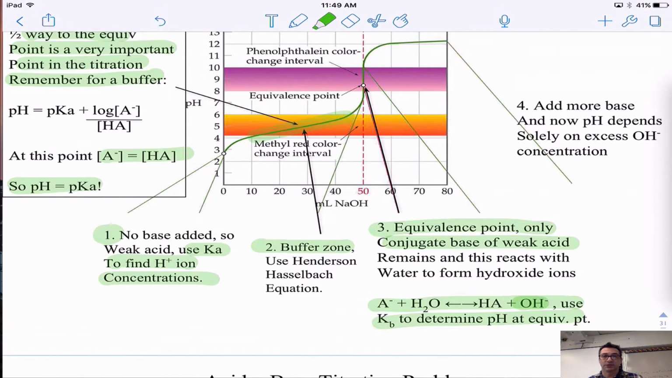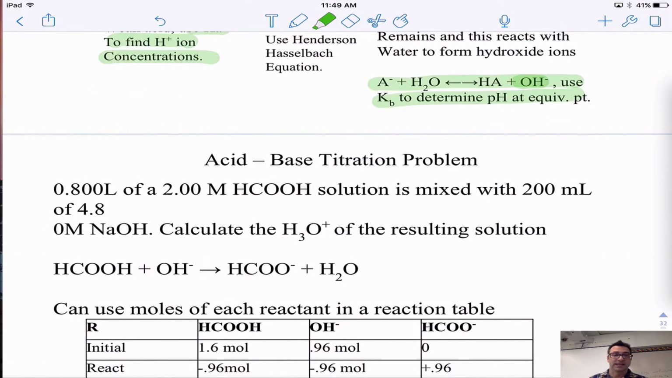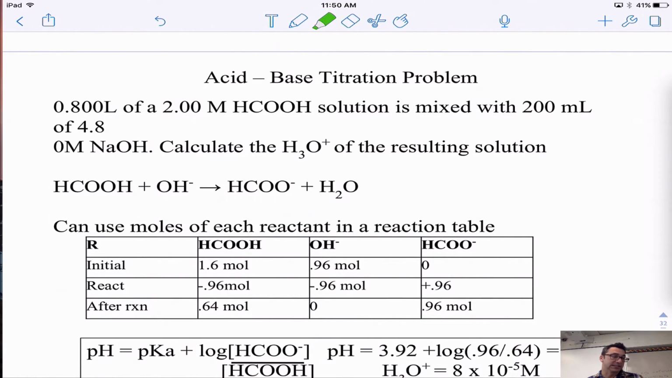So let's look at what a sample question would look like for a titration so that you can see what you'd have to do. Here the problem says that you have 0.8 liters of a 2 molar methanoic acid. It's mixed with 200 milliliters of 4.80 molar NaOH. When I do this reaction here, notice that I have something like an ICE table, except I'm using moles because it's not an equilibrium problem. I change the molarity of the methanoic acid, using the liters, to moles. And I change the molarity and milliliters of the base to moles as well.